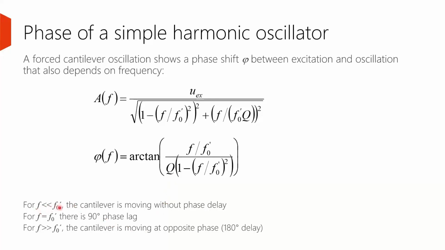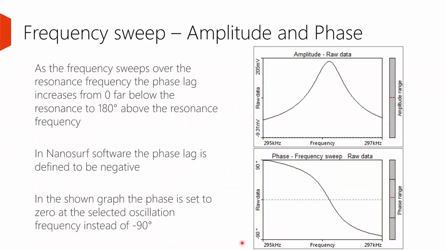If the frequency is very much lower than the resonance, the cantilever is moving without phase delay. You'll see that this will go to 0. At resonance, this goes to infinity, and you have the 90 degrees phase lag. And well above the resonance frequency, you get the opposite phase. You get there that the arctangent becomes 180 degrees or minus 180 degrees. So this is the graph as I showed you that belongs to that.